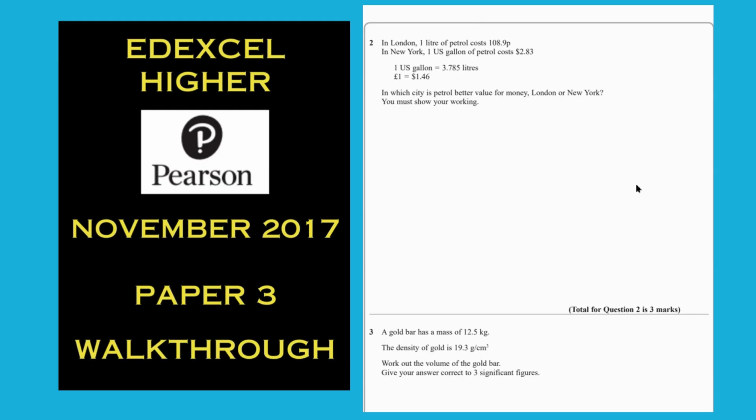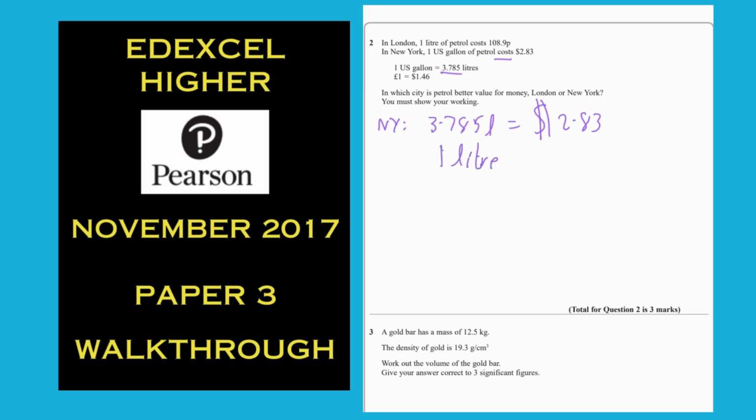Number 2, one of the typical ones here, you've got a calculator. Let's do some conversions. Loads of ways of doing it. You can start with London, take it all the way through to New York, or start with New York, take it all the way back to London. I've done the method of taking it halfway down in each. So I began to look at New York. So in New York, 1 US gallon, straight away, 3.785 litres costs, so is equal to $2.83.